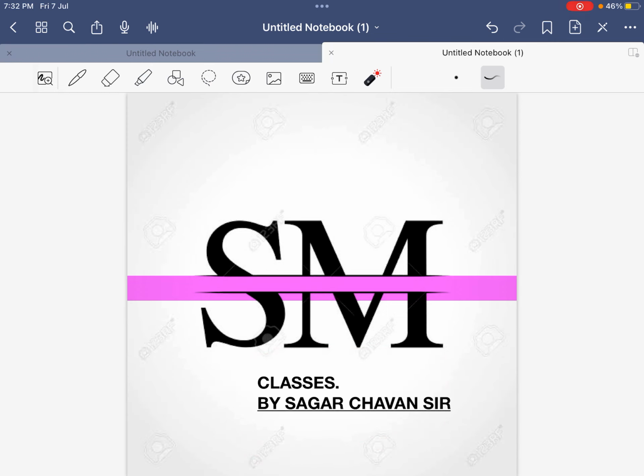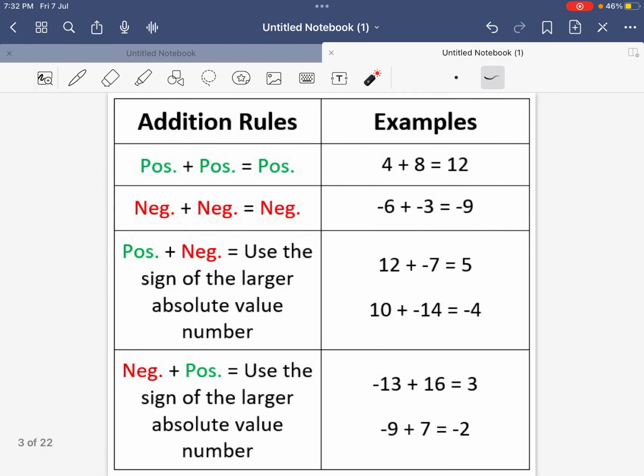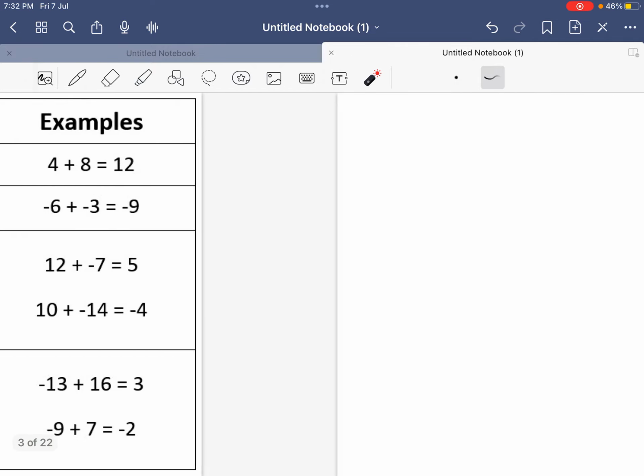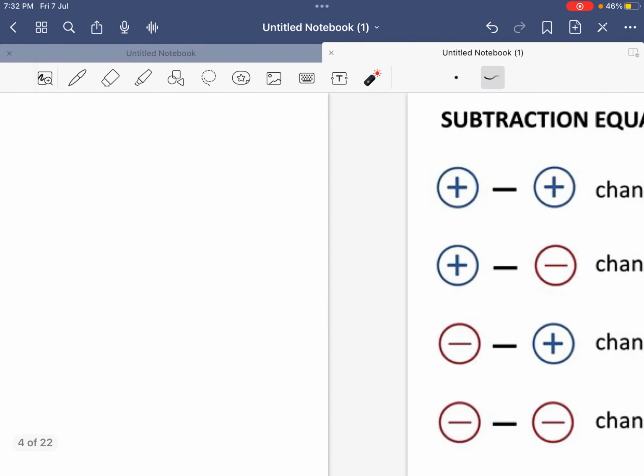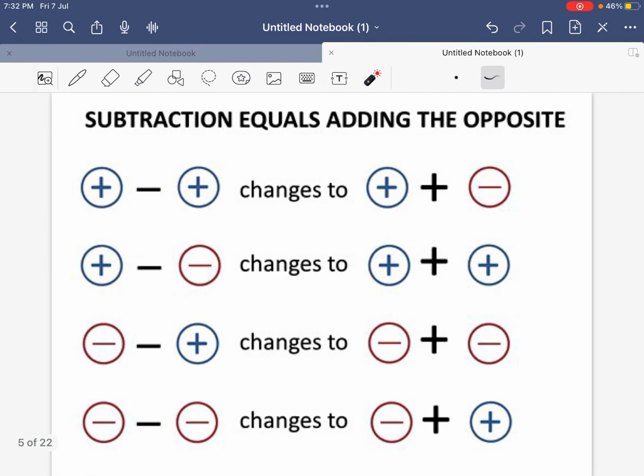So in the previous part one, we did the addition of integers. We did it when positive numbers are there, when negative numbers are there, and when mixed numbers are there, then what is the output? In which case we have to consider the answer as positive, and in which case we have to consider the answer as negative.